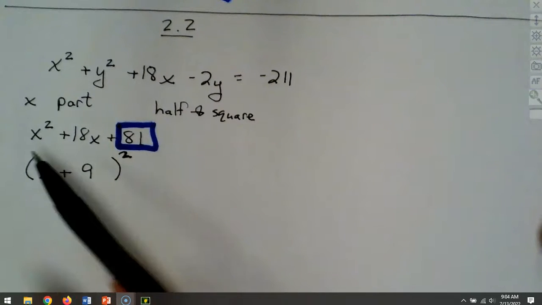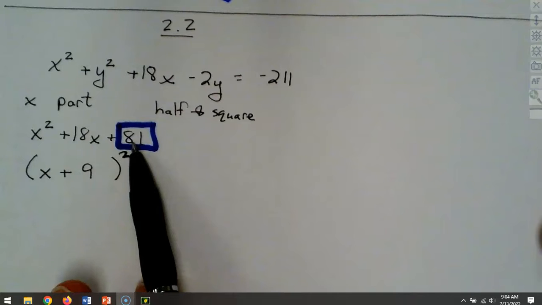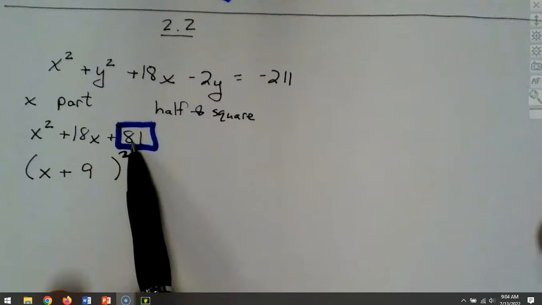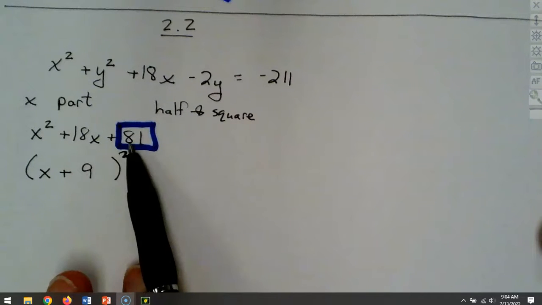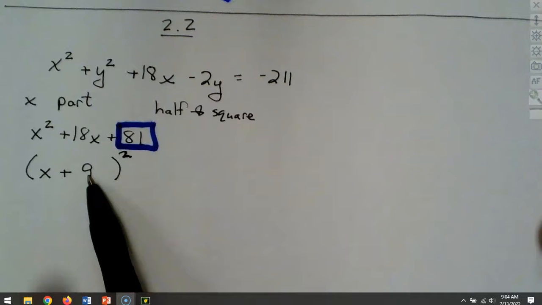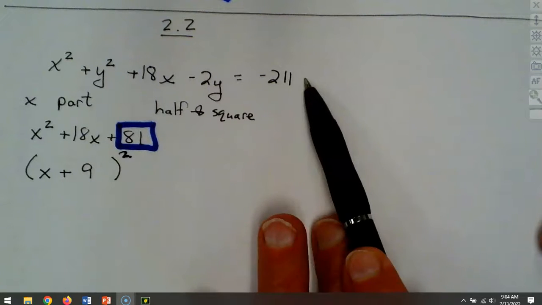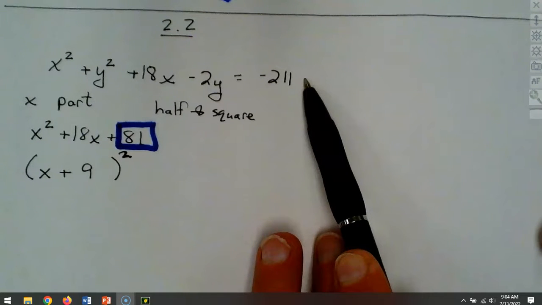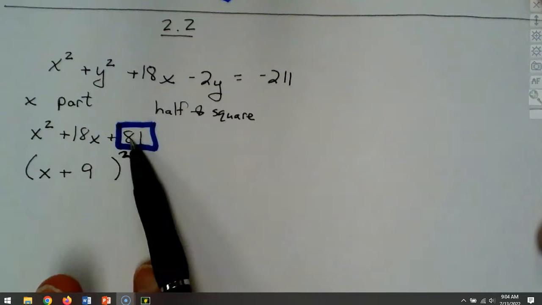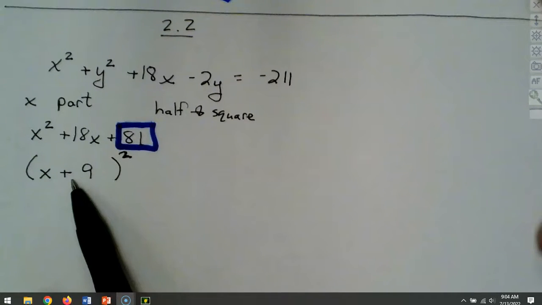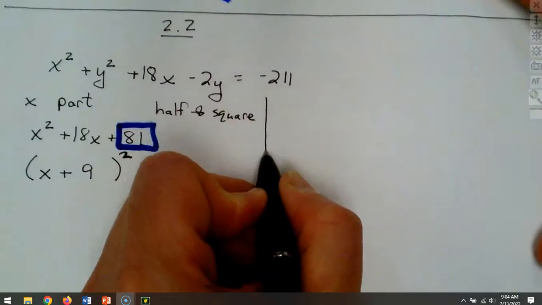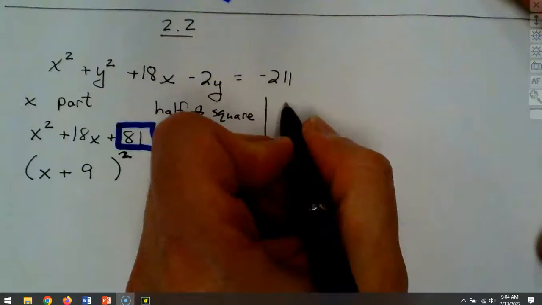Right? Because remember, 81 is a perfect square. And 81 is a perfect square of what? 9, right? So this would factor into this perfect square trinomial. Now, why do we have to keep track of the 81? Well, because whatever we have to add to one side to make it factor, eventually we're going to have to add to the right side as well. So that's why we have to keep track of it. So we're adding in some constant to force it to factor. And whatever you do to one side, you have to also do to the other.